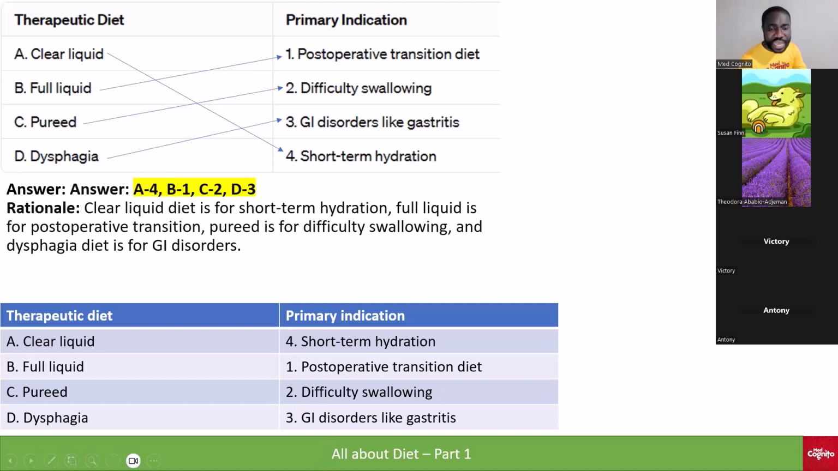So I've put the answer here, even making it clearer. Clear liquid goes with short-term hydration. B, full fluid goes with post-operative transition. Purine diet goes with difficulty swallowing. And dysphagia diet goes with GI disorders like gastritis.